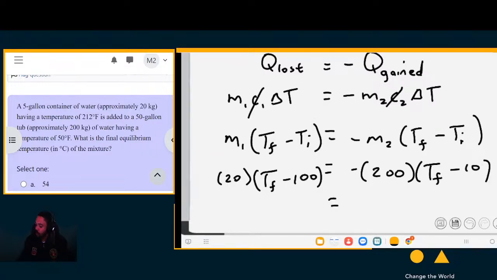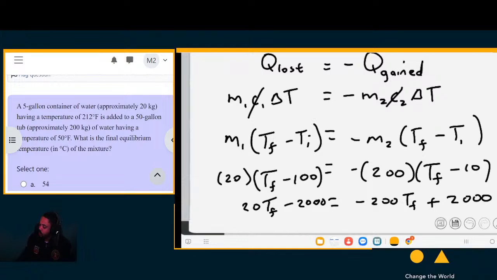And if you were to work out TF, you multiply 20 in, and again, let me just do that for those of you who have trouble with this. 20 TF minus 2000 is equal to minus 200 TF plus 2000. Okay, so there we have it. You can then take all the TFs to one side, so it'll be 220 TF, and that will be 2000 plus 2000, so it is 4000 on the other side.